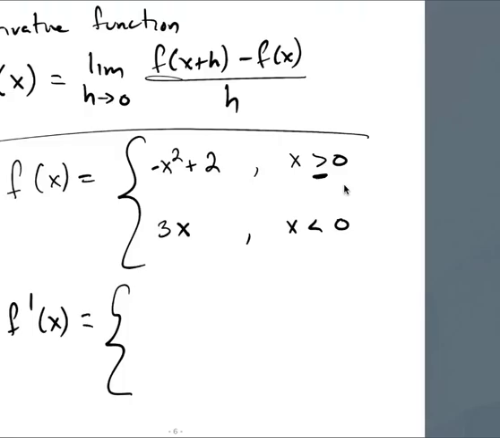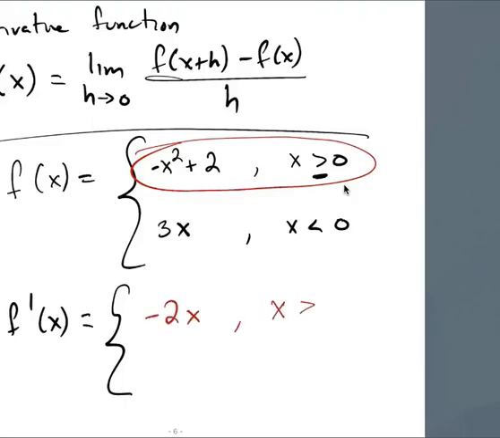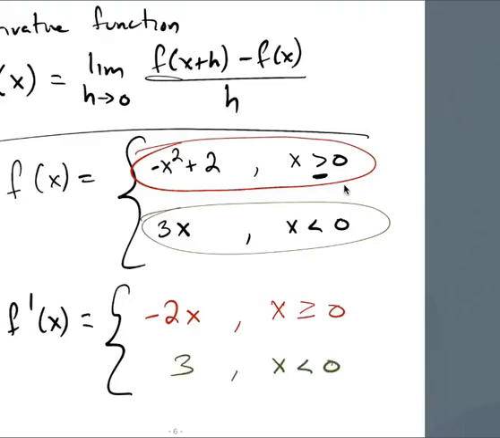So you can use the limit definition, but you don't really have to. But the derivative is going to be another piecewise function, right? I mean, it has to be. If your original function is piecewise, then the derivative has to be piecewise too. So to get the derivative here, what's the derivative of minus x squared plus 2? That's just the power rule, right? So negative 2x, and then what's the derivative of 3x? 3. Okay. Now, is this correct, what I just wrote down?